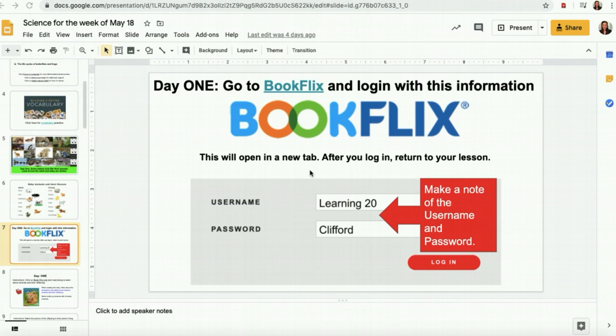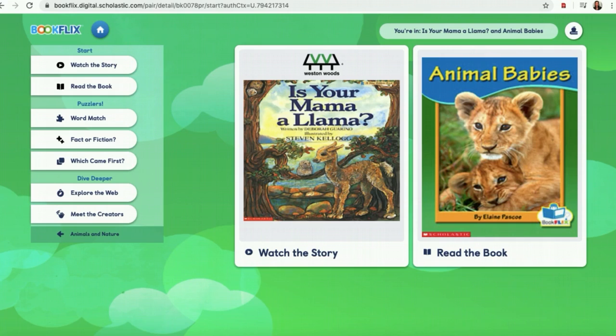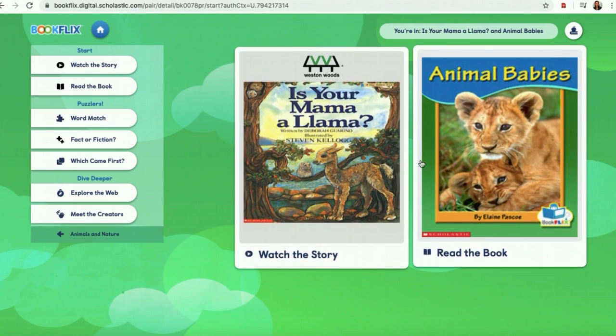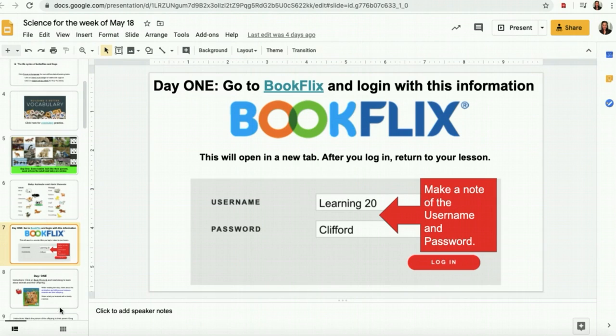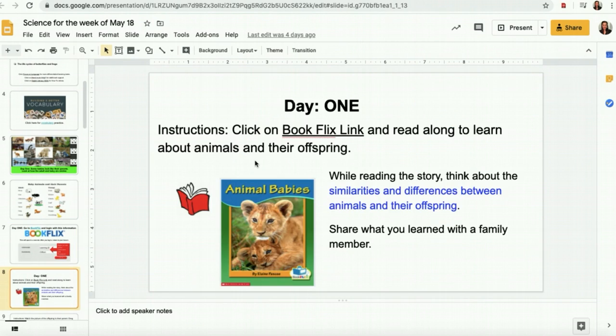This is where your day 1 activities start. So you can absolutely go in and do this through your slides, or you can do it here with me. So there is a website, it's Bookflix. So it says go to Bookflix and log in with this information, which is right here. Now I've already done this, and this is what it looks like. This is what you will see once you log in. Let's see what's next. So instructions, click on Bookflix link and read along to learn about animals and their offspring.